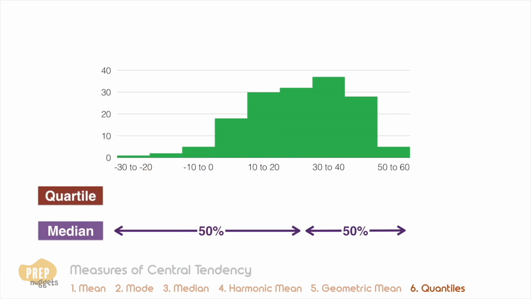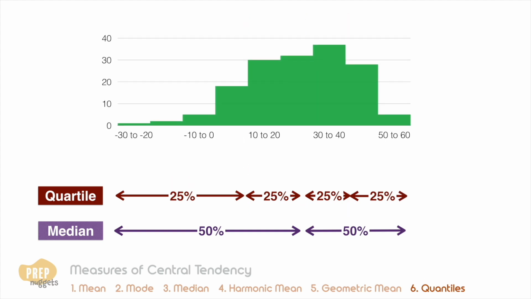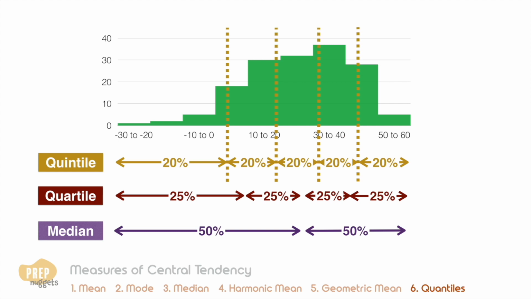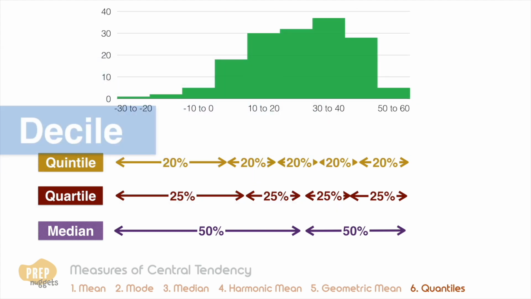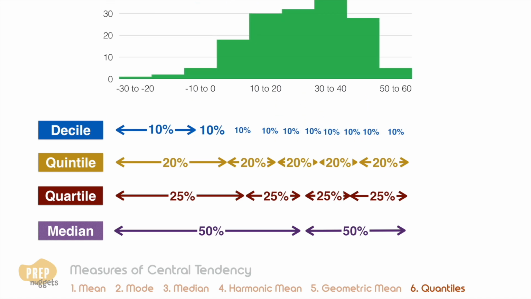Examples of quantiles include quartiles, dividing the dataset into quarters; quintiles, dividing into fifths; deciles, dividing into tenths; and percentiles, dividing into hundredths. Note that any quantile can be expressed as a percentile.